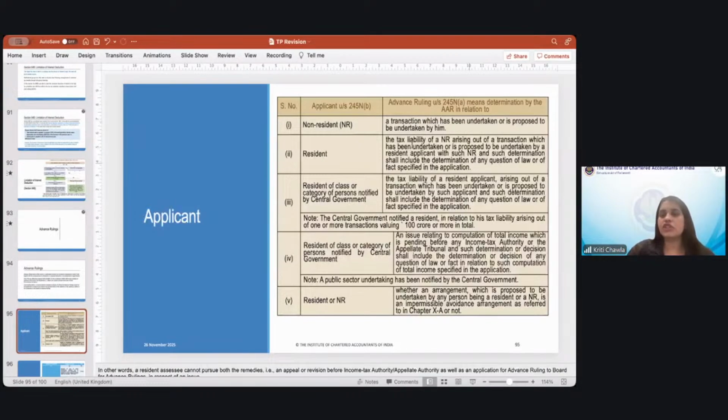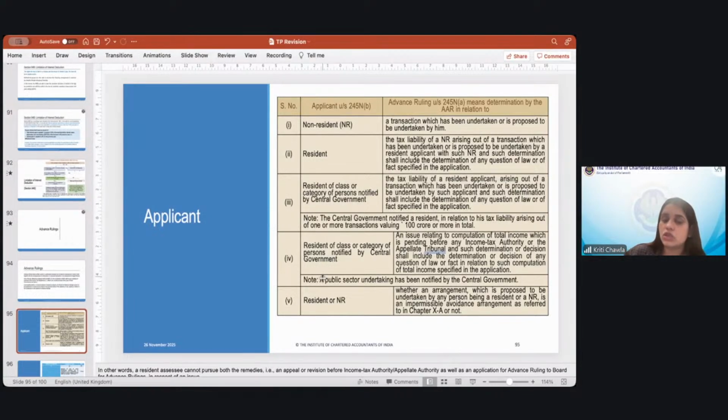Now, this is where I have mentioned who all are the applicants. It talks about a non-resident, who can be an applicant, or a resident, for the tax liability with a non-resident. If you have a resident assessee, they cannot pursue both remedies. They cannot go in for appeal or revision before the income tax authority or the appellate authority, as well as advance ruling. They cannot do both with respect to any issue. They have to choose one. Then this particular table talks about a resident of a class or category of persons which are notified by the central government.